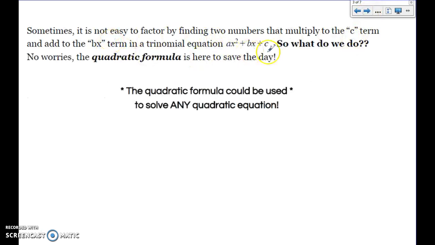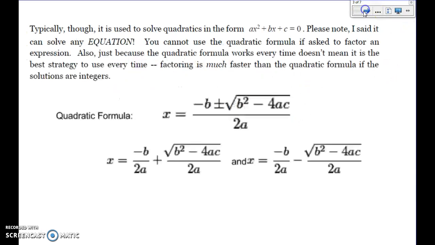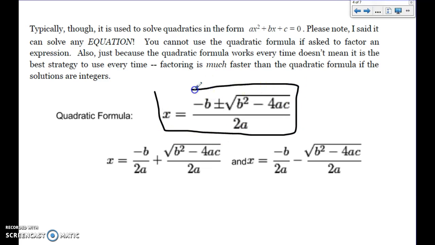It's not easy for us to figure out what's going to get me a product of a times c and a sum of b. So what do we do? Well, we're going to use the quadratic formula. We can solve anything by using the quadratic formula. The quadratic formula is x equals negative b plus or minus radical b squared minus 4ac, all over 2a. This is a formula based off completing the square that allows me to solve any quadratic function I want.